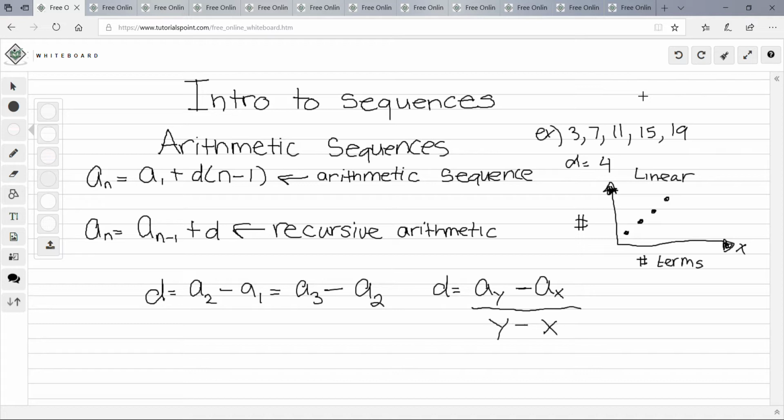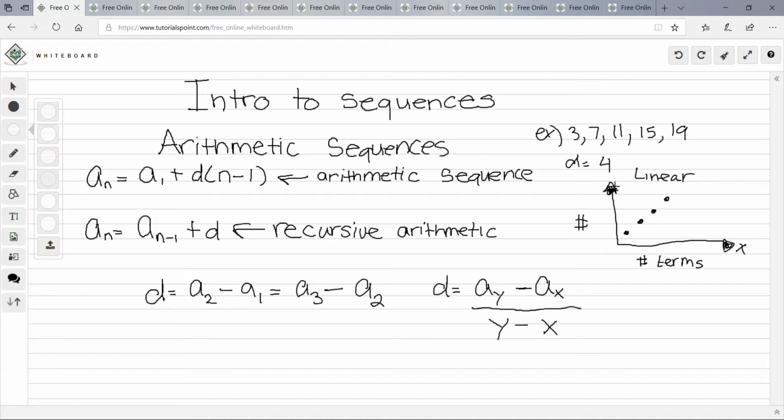Basically, an arithmetic sequence has a common difference. So here's the formula for the nth term. It's a_n equals first term plus difference times n minus 1. And if you look on the right, an example of an arithmetic sequence is 3, 7, 11, 15, 19. They have a difference of 4.